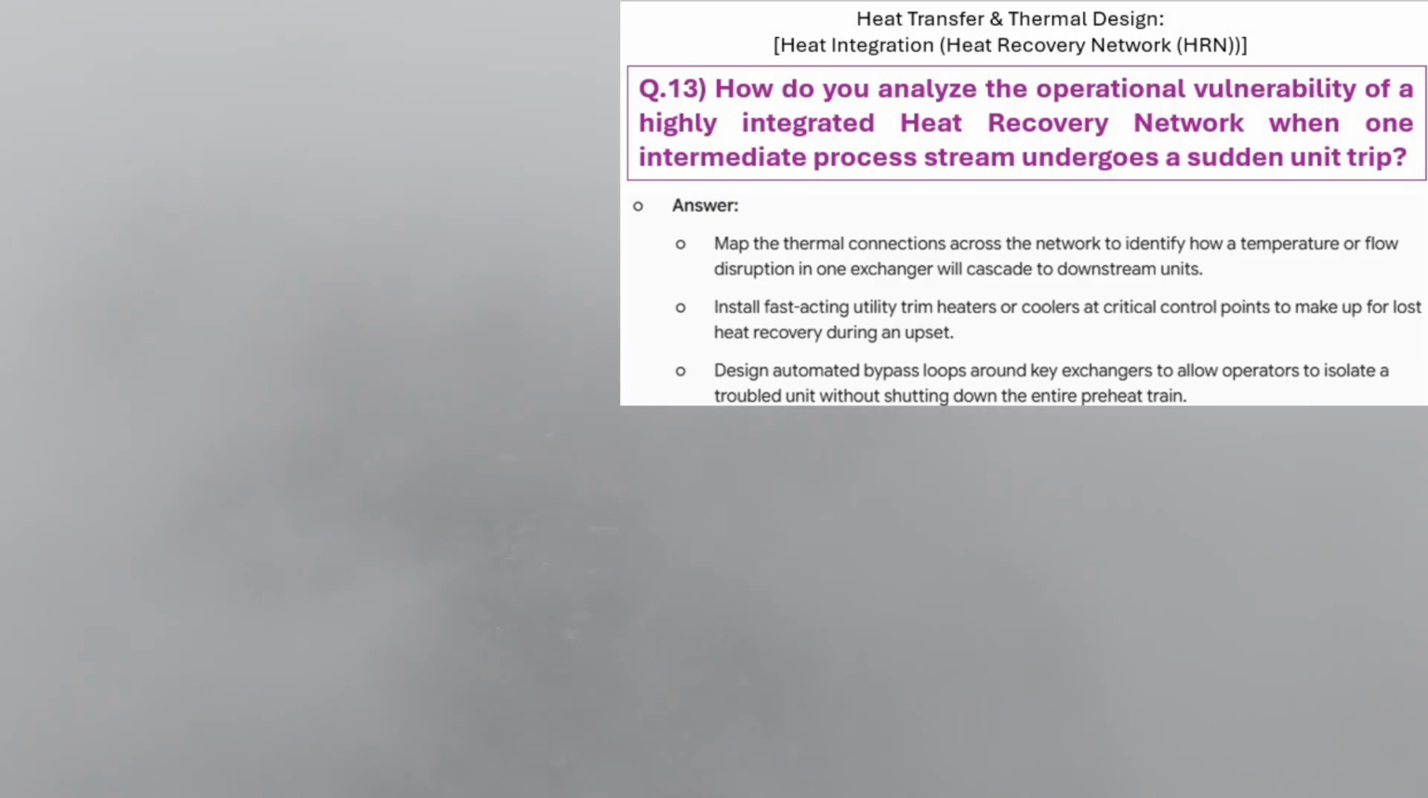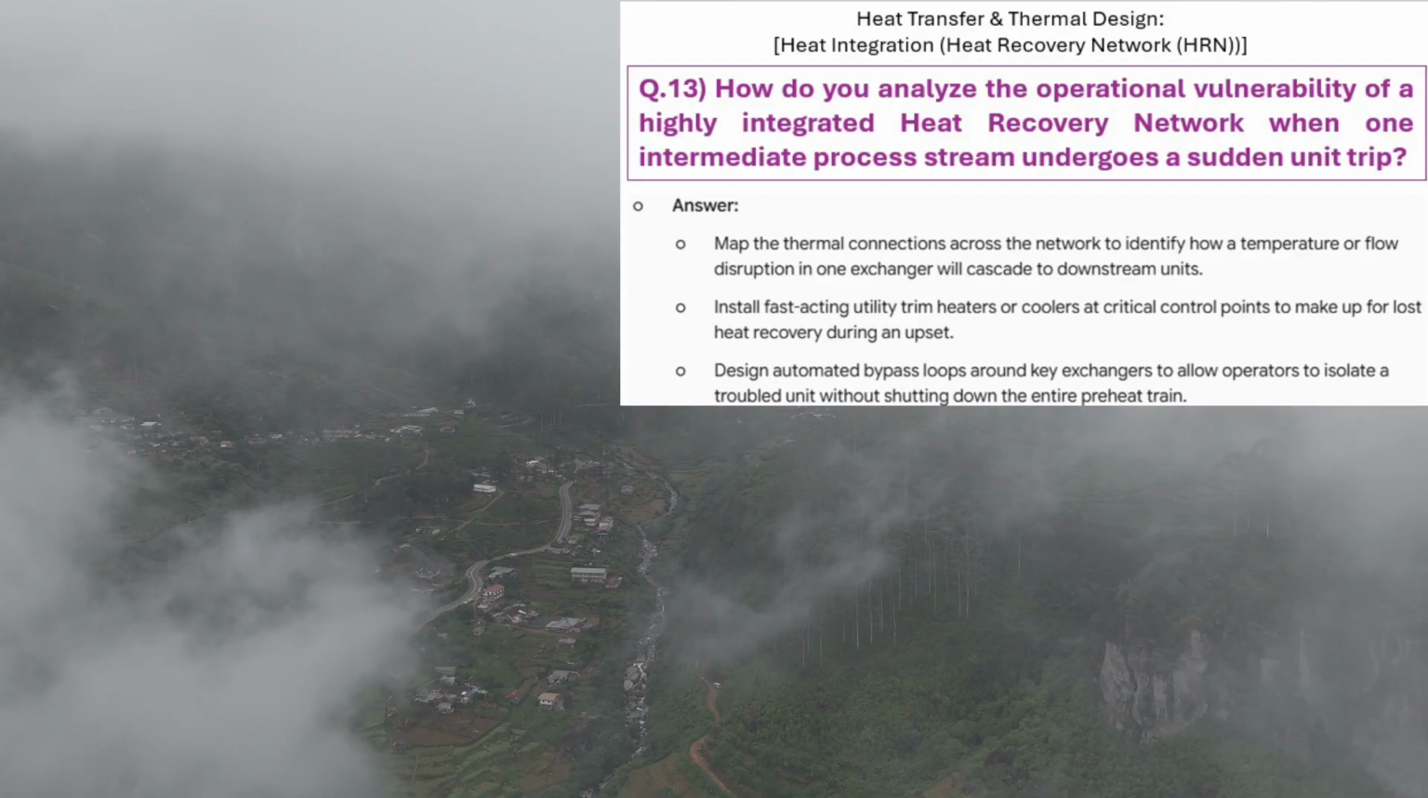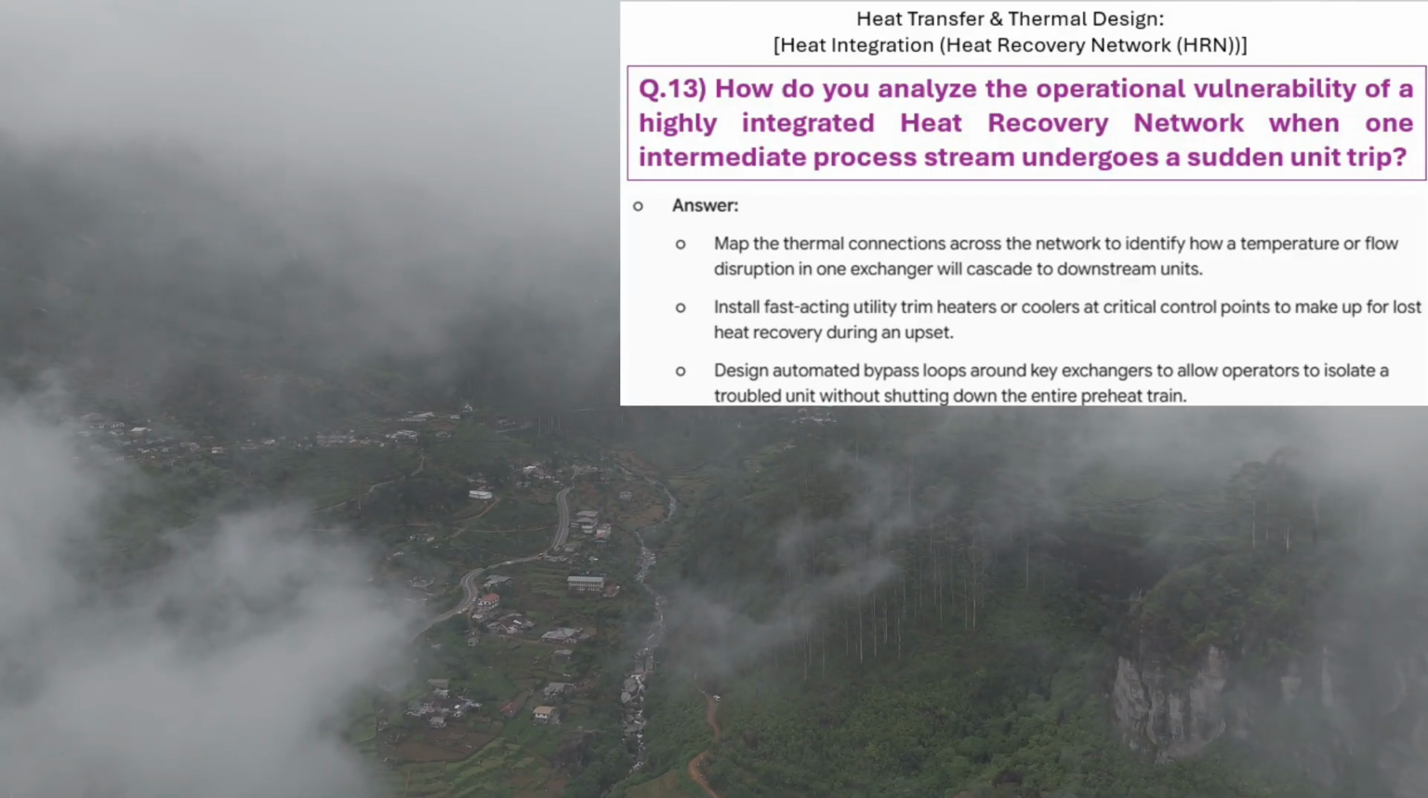And automated bypass piping loops. Yes, allowing operators to rapidly isolate a troubled unit without shutting down the entire train. But a strict mechanical caution: relief valve systems must be explicitly designed to handle the massive pressure and liquid inventory shifts during these violent bypass events.